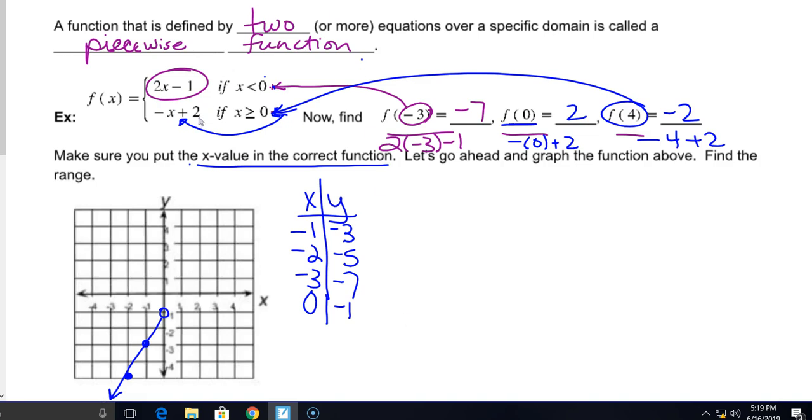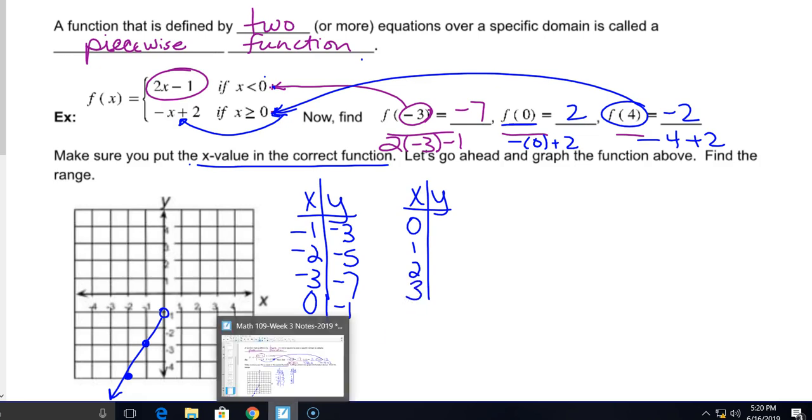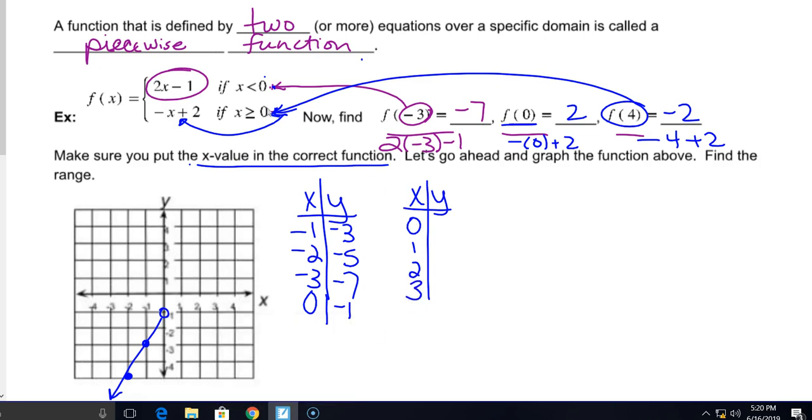Now, let's turn our attention to any values that are greater than or equal to 0. If you want to do them by t-chart, please do so. Let's go ahead and do 3 as well. So if I throw 0 in, now we're at this function. I'm going to put 0 into this function and add 2, I get 2. When I throw 1 in there, negative 1 plus 2 gives me 1. If I put 2 in there, negative 2 plus 2 is 0. And if I put 3 in there, negative 3 plus 2 is a negative 1.